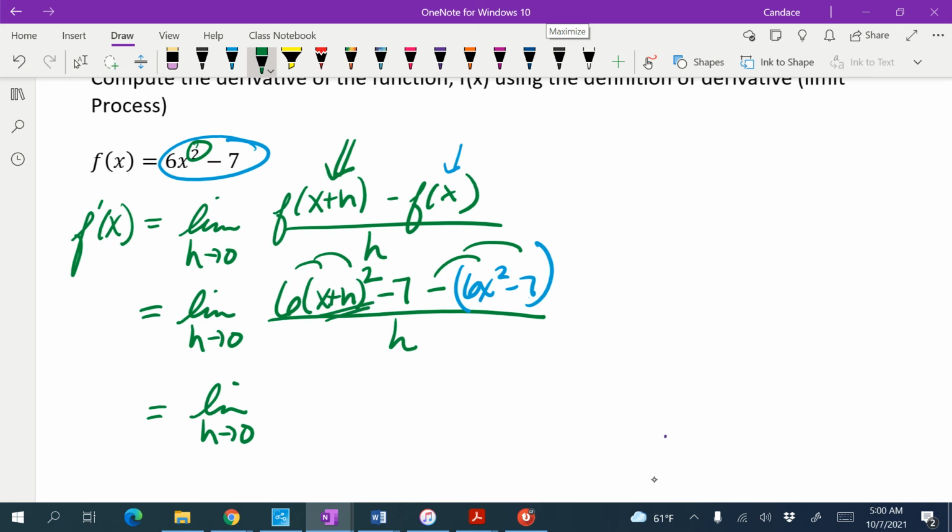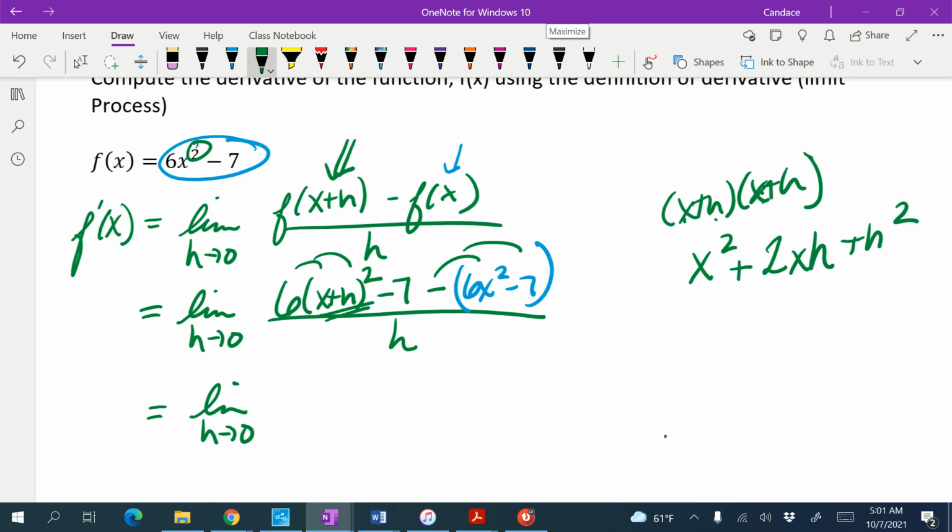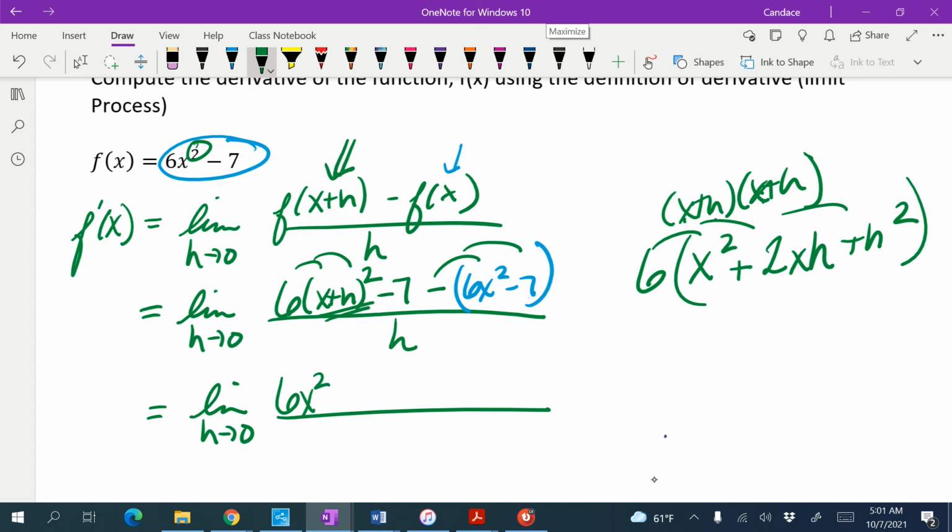This piece here, I'm going to actually do some side work and FOIL it. So we have x times x is x squared. x times h is xh. I'm going to have another one of those in the center, which really means I have two of those when I FOIL. And then h times h is h squared. Then we're supposed to distribute a 6 into this. I'm going to go ahead and do that, but I'm going to write the answer here. So 6x squared plus 12xh plus 6h squared is that piece.